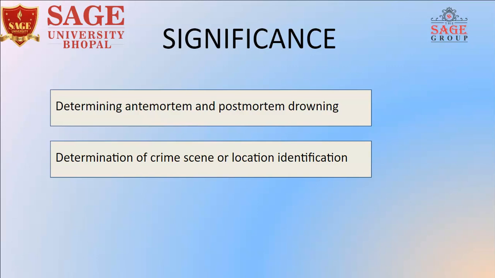The results of examination of diatoms found inside the victim's body when compared with reference sample of water taken from the crime scene help in establishing postmortem and antemortem drowning. The second significance is determination of crime scene or location. As diatoms are region specific, climate and temperature specific, thus examination of diatom species can help in establishing the scene of crime and time of crime commission.